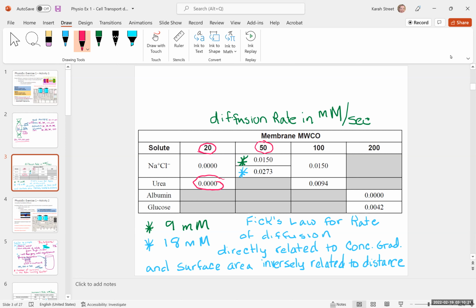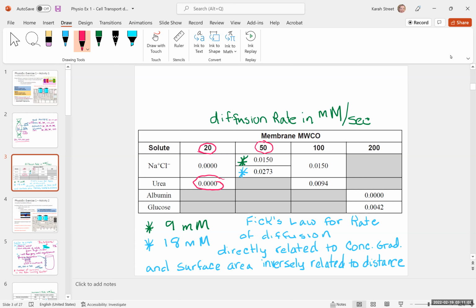Why is this? This is a concept called Fick's law for the rate of diffusion. The rate of diffusion, according to Fick's law, and we're just going to address a small part of Fick's law. When we get to Unit 4, we will definitely learn all the parts of Fick's law. But for right now, you should know that Fick's law for the rate of diffusion is directly related to the concentration gradient. If the concentration gradient goes up, so will the rate of diffusion.